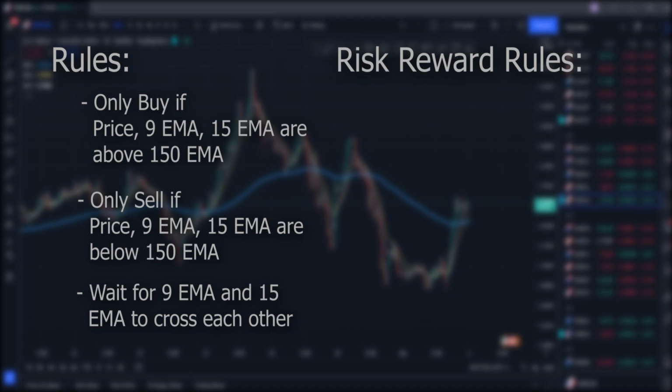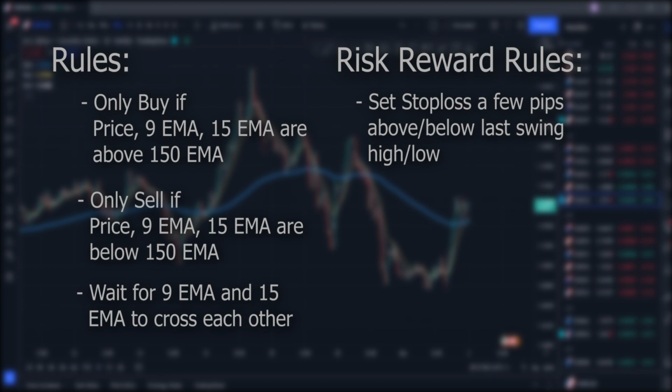Risk-reward management rules and exit rules are: the stop loss needs to be set a couple of pips above the last significant swing high or low. Take profit is a fixed 1 to 1.5.